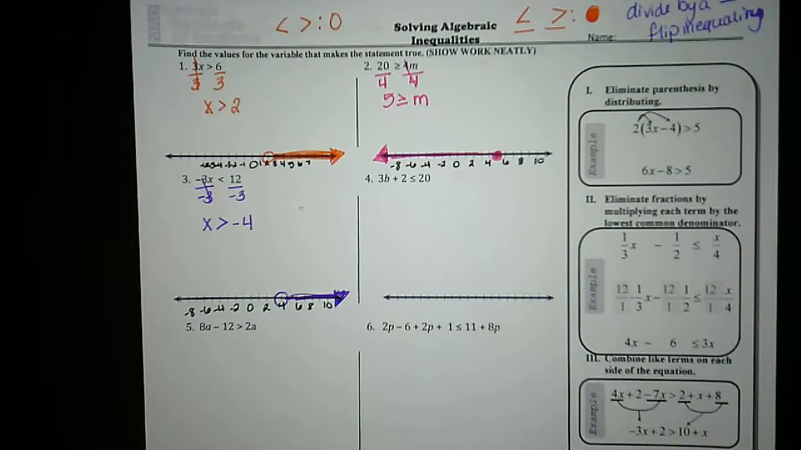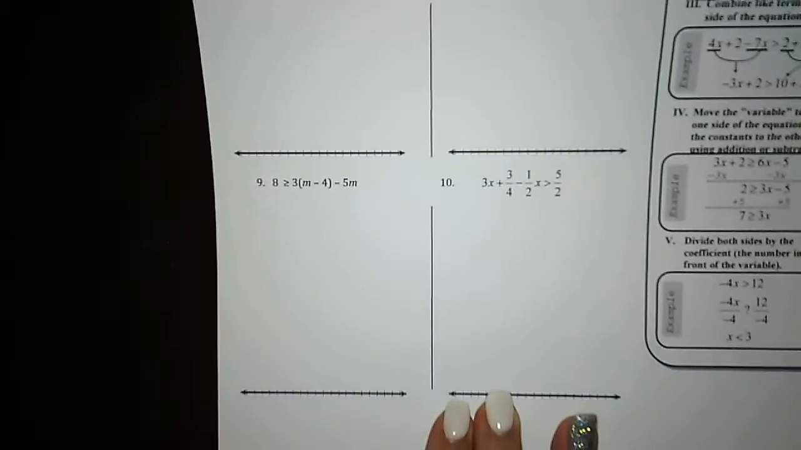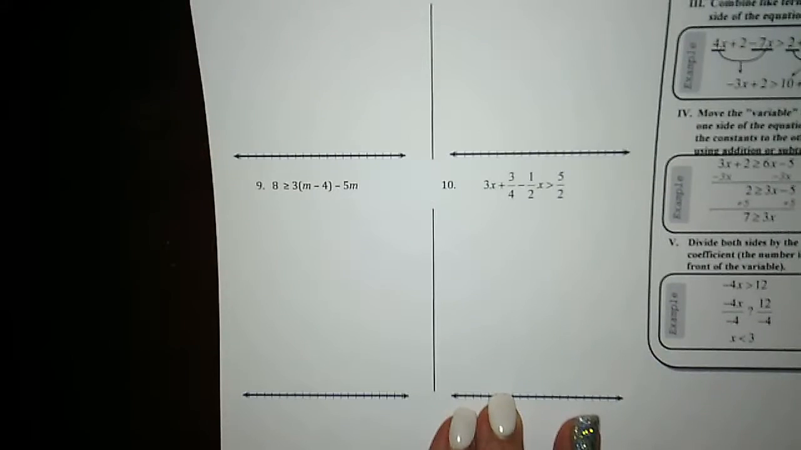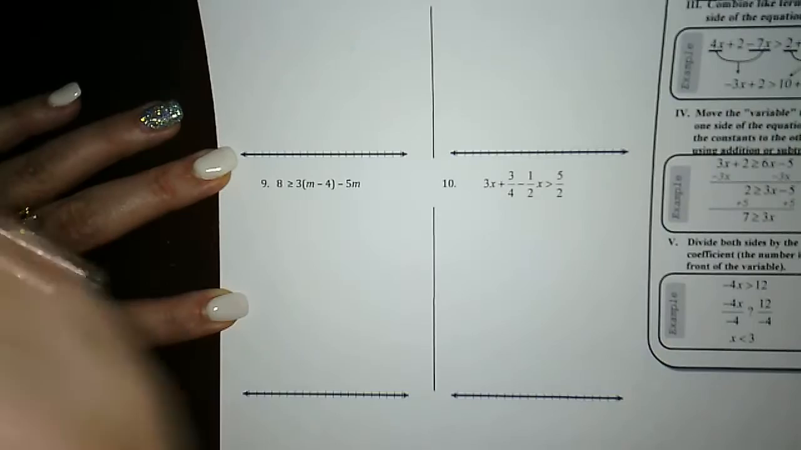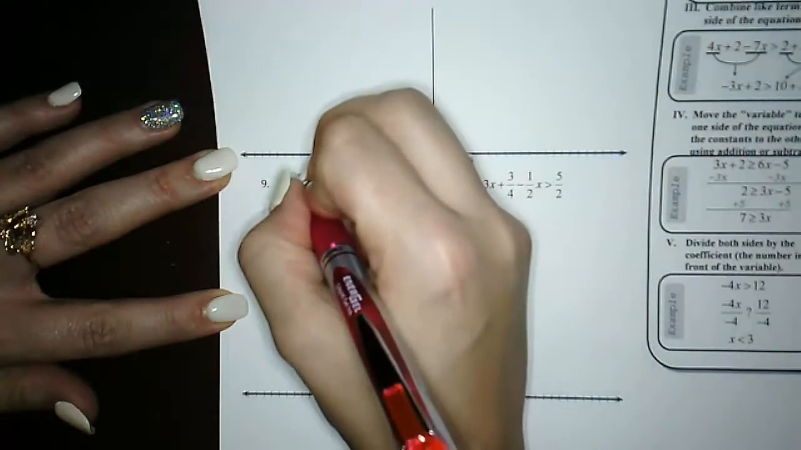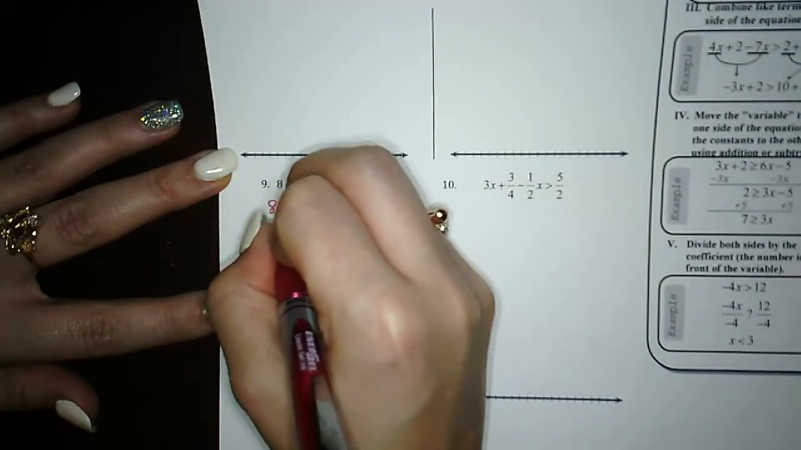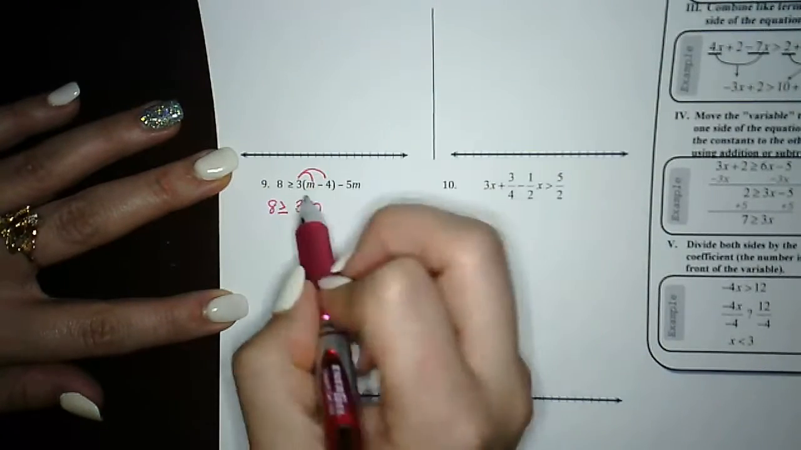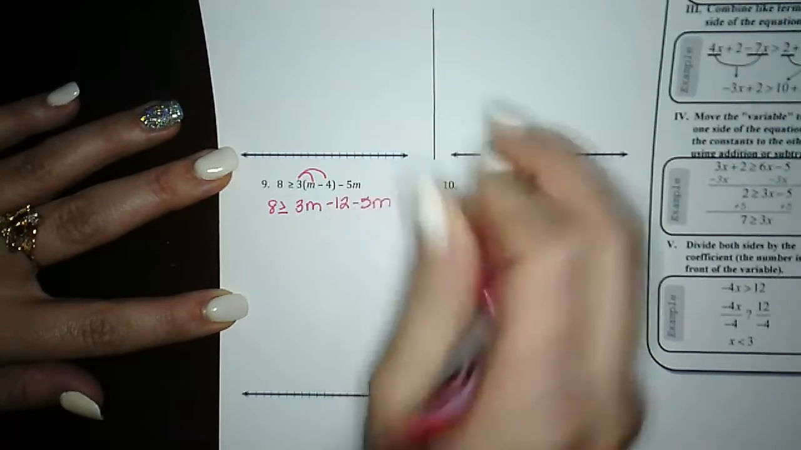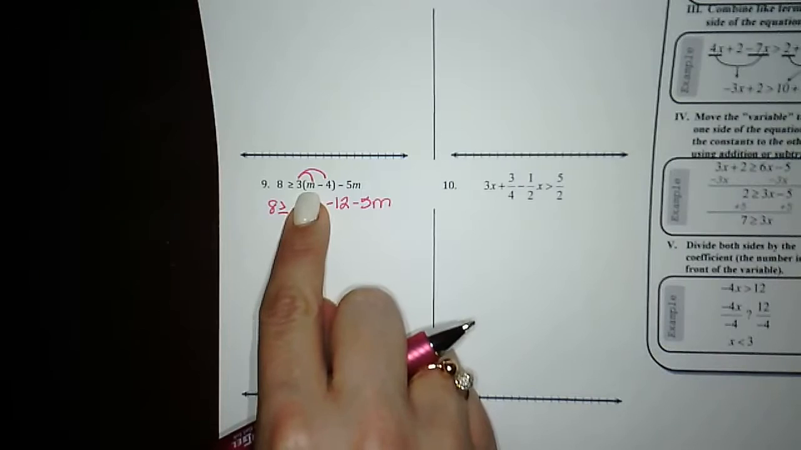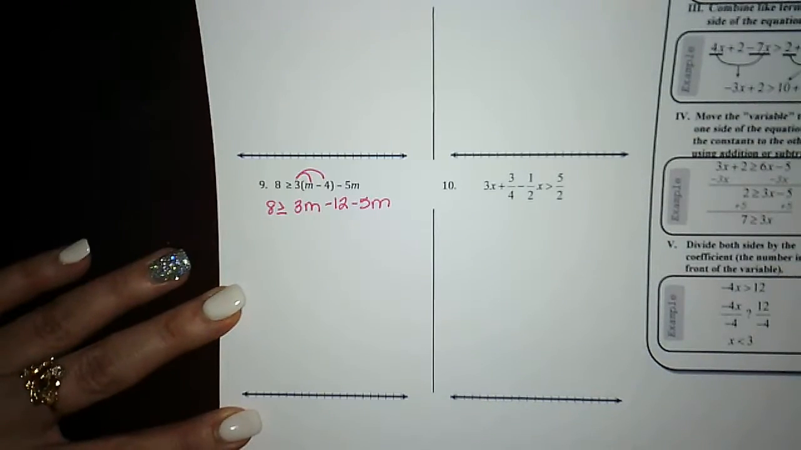All right, we're going to do a little bit more challenging problem. Let's go down to number 9. First thing to do is simplify. So we're going to simplify this side of our inequality first. So we're going to distribute this m. So we're left with 8 is greater than or equal to 3m, 3 times -4 is -12, minus 5m. Remember, this 3 needs to go to both things. So make sure you remember to distribute that correctly.